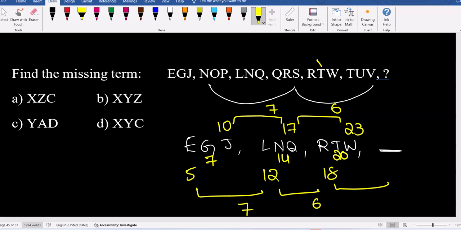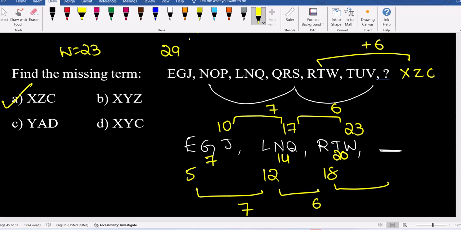So with respect to RTW, all letters should maintain the same gap. If it is X, we have to add 6. R plus 6 is X, T plus 6 is Z, and W is 23, 23 plus 6 is 29. X, Z, C is one option, adding 6 to each: 18 plus 6 is 24, 20 plus 6 is 26. Whenever you cross 26, you remove 26 from that and we get 3, which is equal to C. That's why we can go with option A. When it is X, Z and C is required.